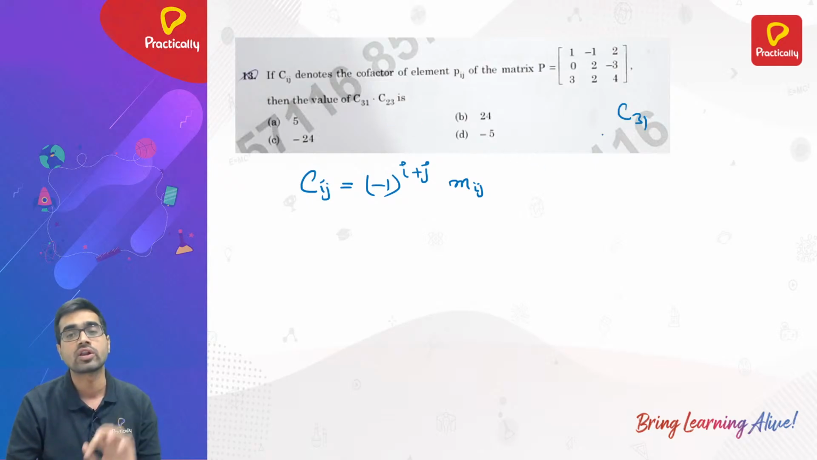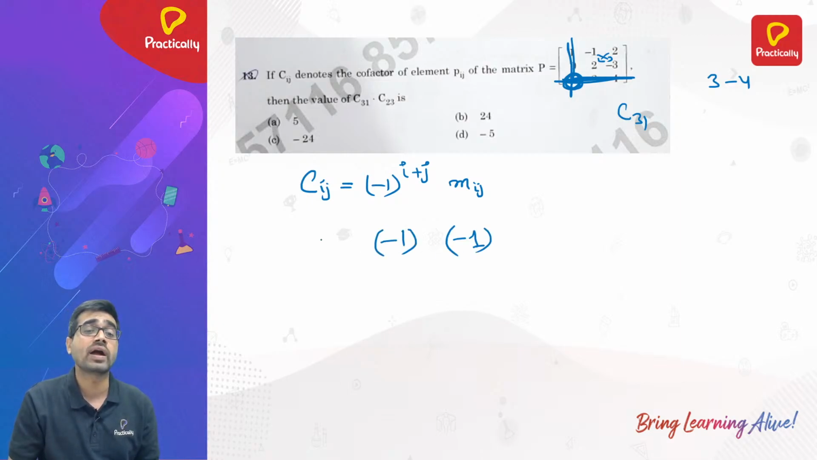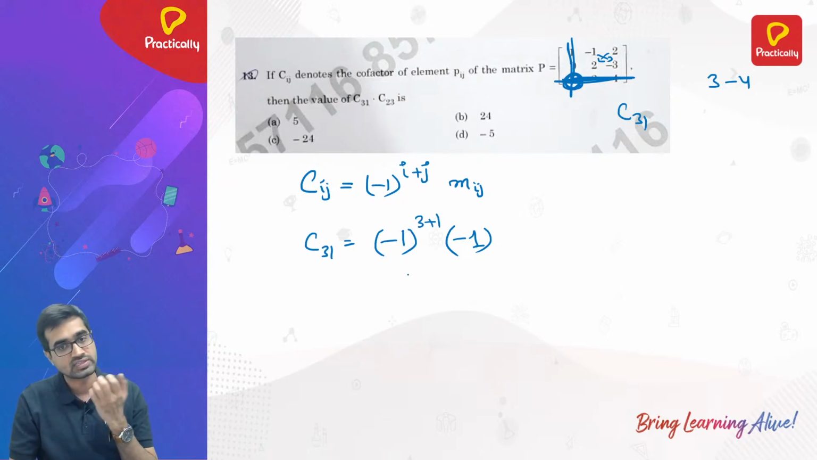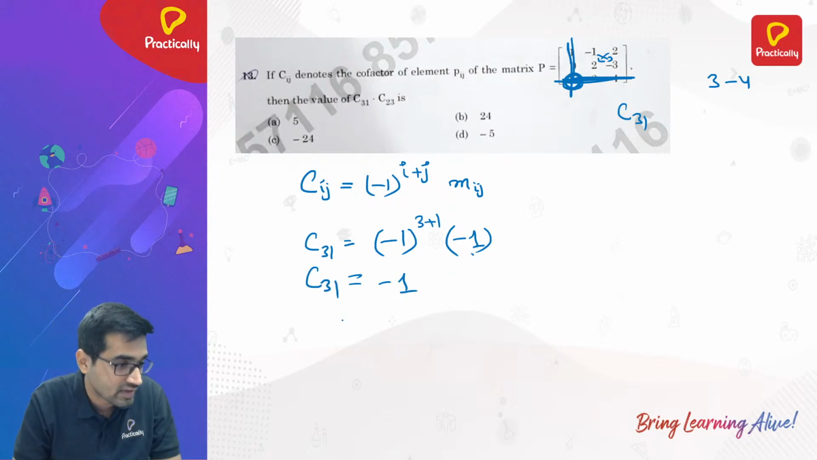Let's come back. C31, third row, stop it. First column, stop it. What's the remaining element? This. What is the determinant of this? 3 minus 4. What is the value? Minus 1. Then you write minus 1 to the power 3 plus 1, which is an even number. 3 plus 1 is 4, an even number. So we will only get this value left. So C31 is minus 1.